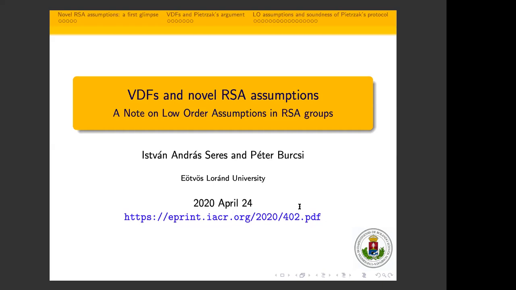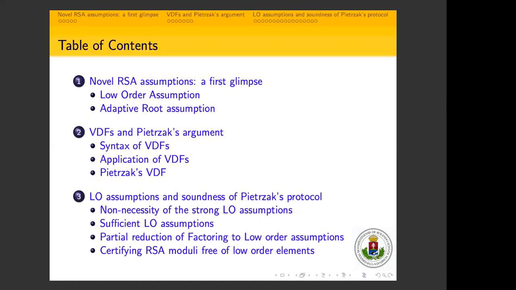My talk consists of 3 parts. In the first part, I quickly want to give a glimpse of these novel assumptions, namely the low order assumption and the adaptive root assumption. Then in the second part, I want to motivate why these assumptions are interesting, because they have cryptographic applications. So I need to introduce what a VDF is and an instantiation of a VDF, namely Pietrzak's construction, the syntax of a VDF, and how exactly Pietrzak created his construction. And then in the third part, I will talk mainly about our work, because if I don't tell you the first 2 parts, then you will not understand why our work is cool.